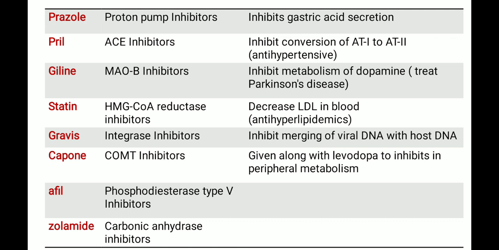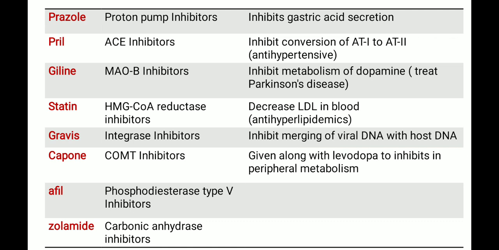So next is pril. Any drugs ending in pril are used as ACE inhibitors, that is angiotensin converting enzyme inhibitors. Next is gilin, for example, selegiline. So they are monoamine oxidase B inhibitors. They are used to treat Parkinson's disease. So here I'm not explaining the whole mechanism of action of drug. I'm just explaining how to identify the function of a drug using its suffix alone.